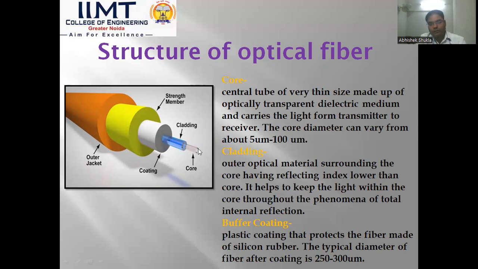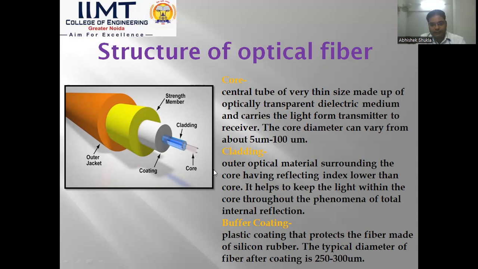The core, as you can see, is just a central tube of very thin size made up of optically transparent dielectric medium, and it carries the light from transmitter to receiver. The core diameter can vary from about 5 micrometer to 100 micrometer. Means its thickness should be around 5 micrometer to 100 micrometer.